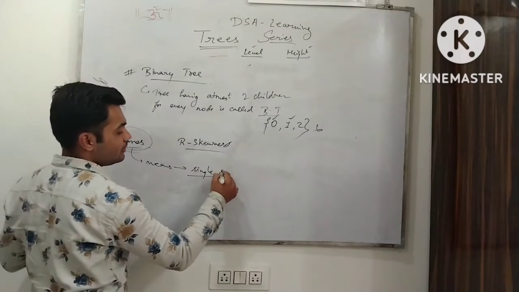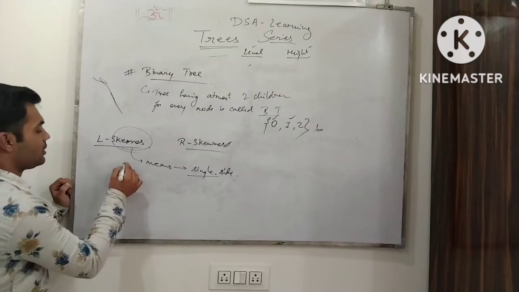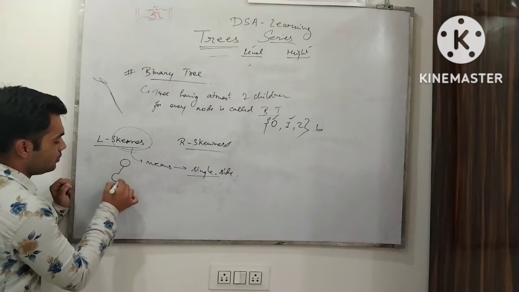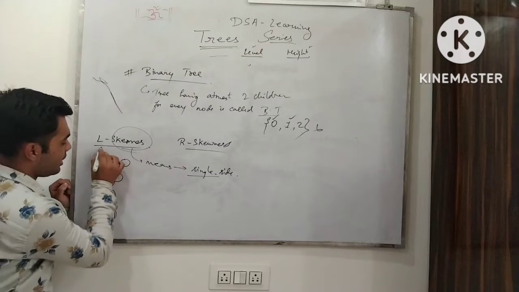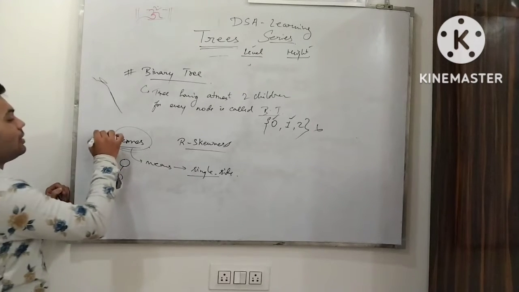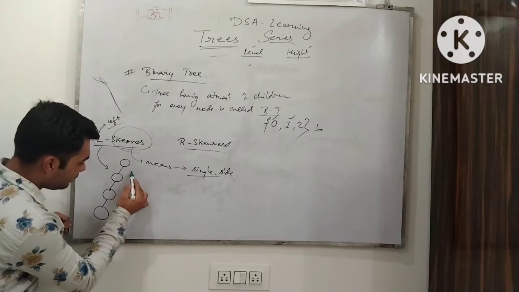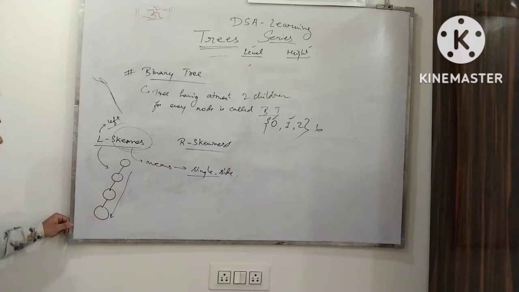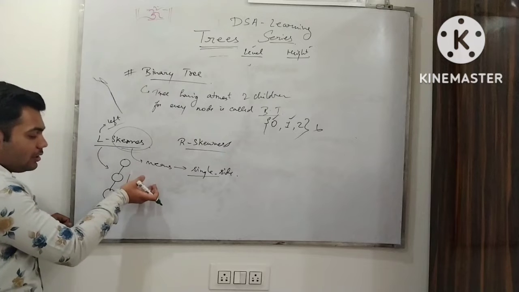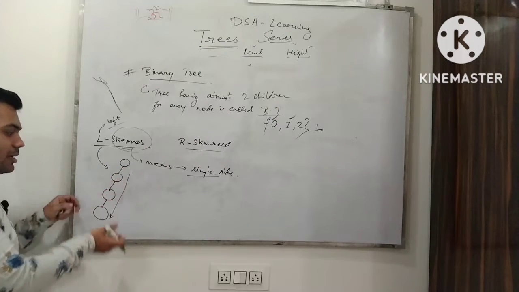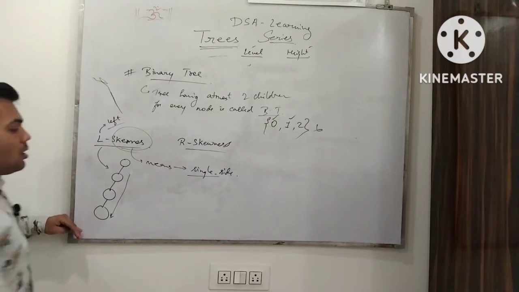The single side. Okay, I will draw a binary tree, then I will explain. This is a parent node, child. This is the example of L skewness. L is left, that is, left skewness. Only the left side of the tree keeps moving on. This parent node doesn't have a second child and only has a single child, and this child also has only one child, and the tree keeps moving downwards.